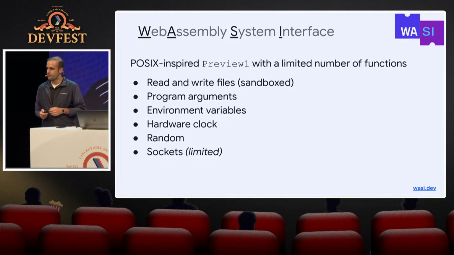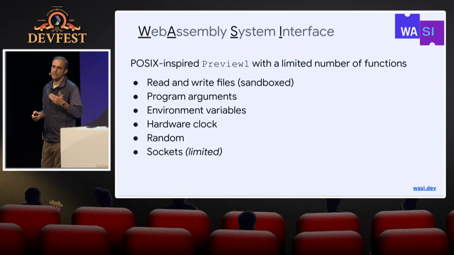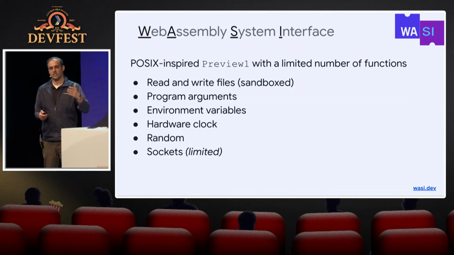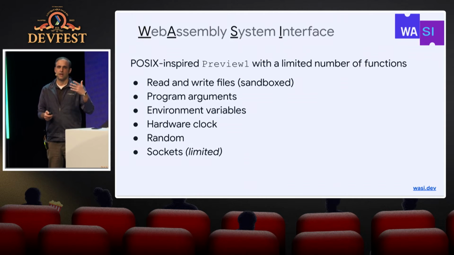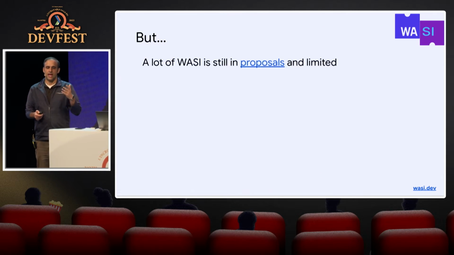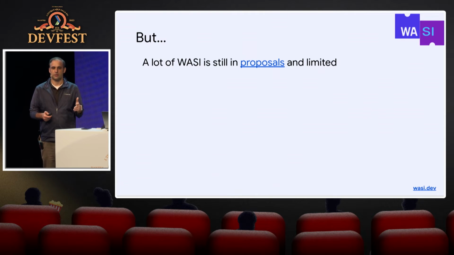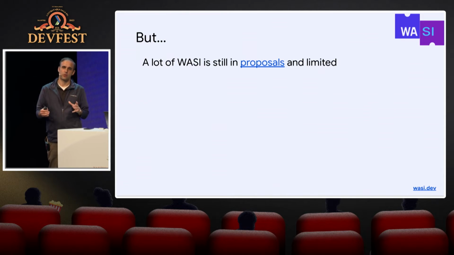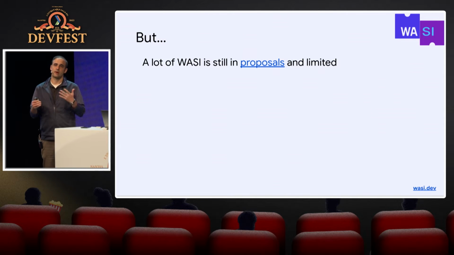Now, WASI is POSIX-inspired, so it tries to implement a small subset of POSIX functionality, such as reading and writing files, reading program arguments, reading environment variables. But a lot of WASI is still in proposals. There's actually a link you can click and go, and it will show you all the different proposals and their state. Some of them are implemented, some of them are not implemented.